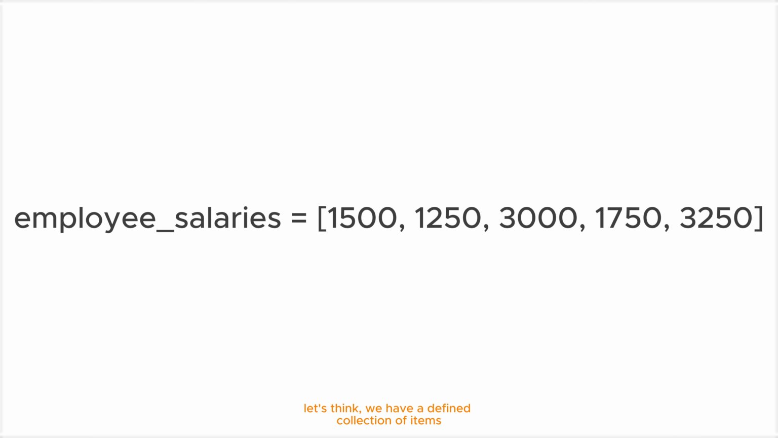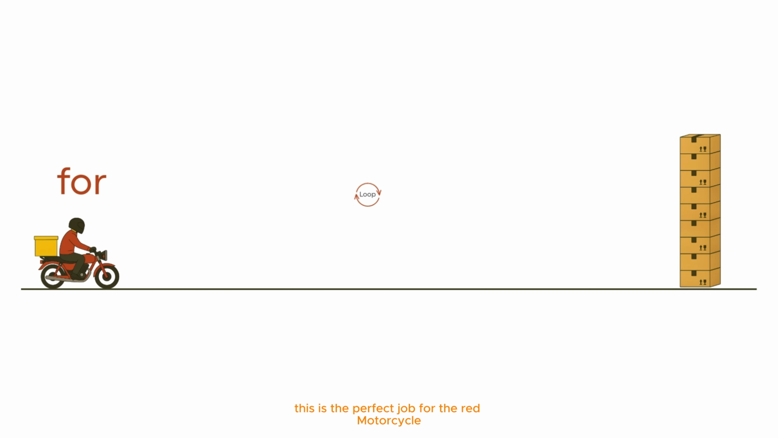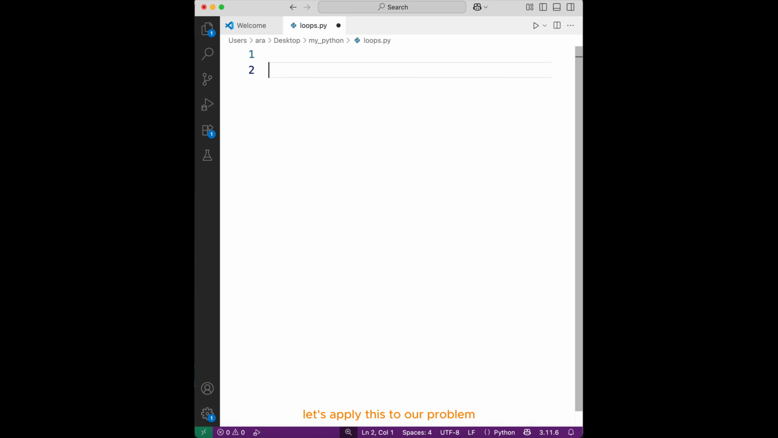Let's think. We have a defined collection of items, the list of salaries. We want to do something for each salary in that list. The number of repetitions is known. It is equal to the number of employees. This is the perfect job for the red motor skill, the for loop. Let's apply this to our problem.